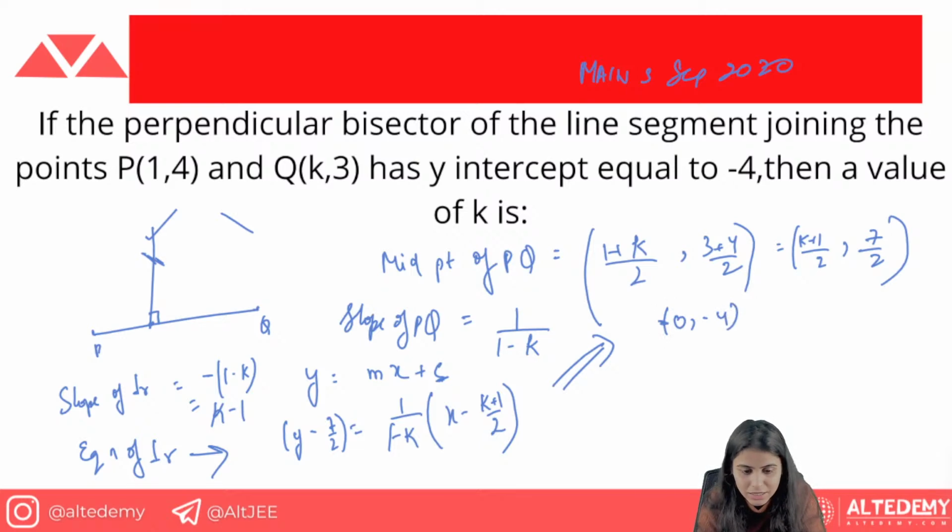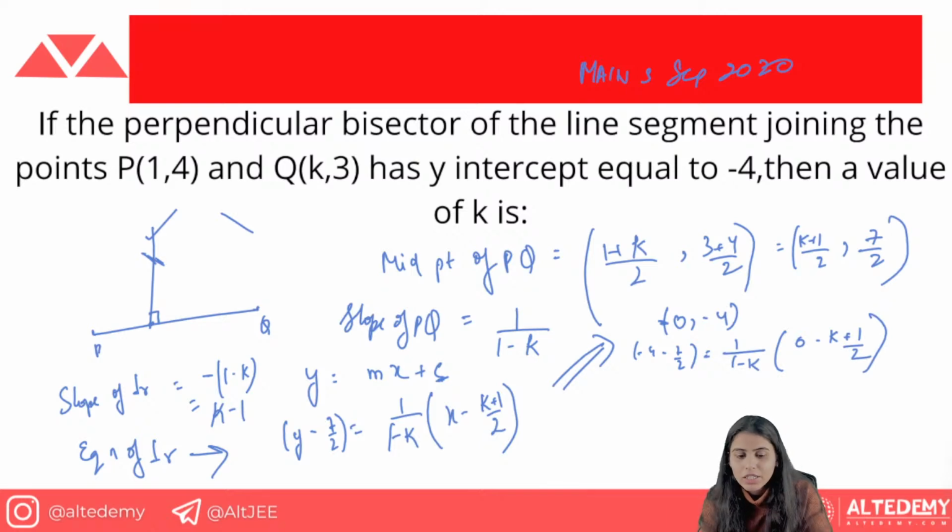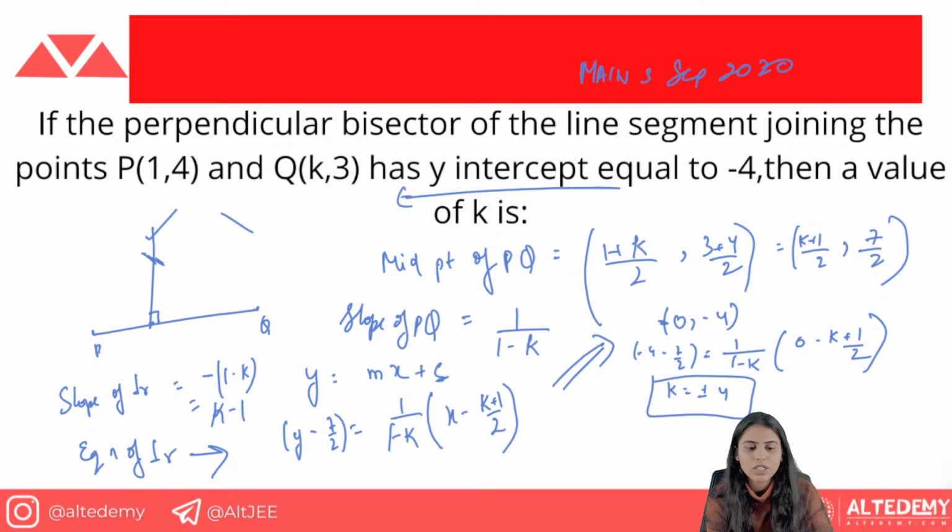So you can easily substitute this (0, minus 4) in this equation. That comes as minus 4 minus 7 by 2 equals 1 upon 1 minus k times (0 minus (k plus 1) by 2). Now from this equation you can calculate the value, that is coming out to be plus minus 4. So we got the value, because from the y-intercept we know that the point was given to be (0, minus 4). So this was it about this question.